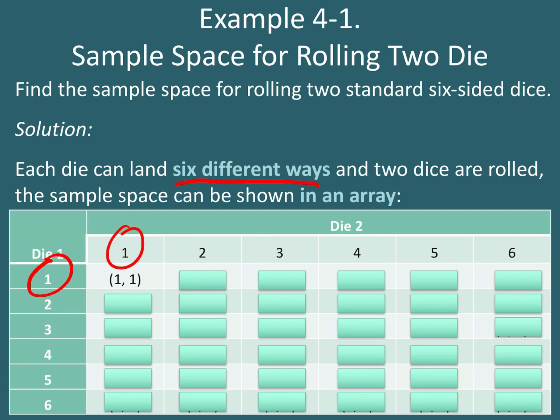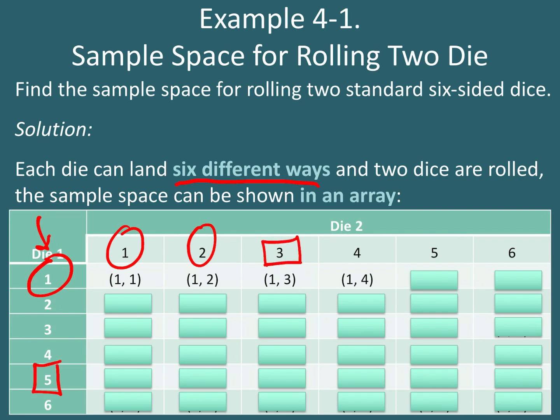If we roll a 1 for the first die, but a 2 on the second die, the result is 1, 2. And on it goes in the same pattern. If the first die is 1 and the second die is 3, 1, 3. If the first die is 1 and the second die is 4, 1, 4. And randomly, if the first die, let's say, was a 5, and the second die was rolled as a 3, that would give us 5, 3.